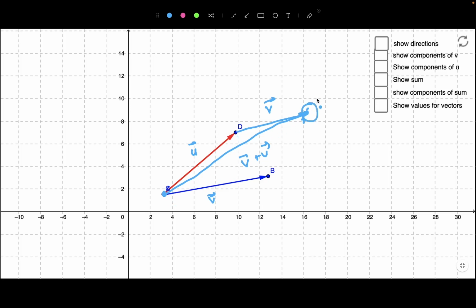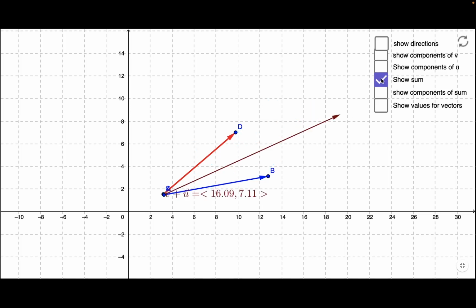This is your terminal point now. You can also travel to the same terminal point from this initial point by drawing a new vector altogether and call it u bar plus v bar. When I click on this show some checkbox here, we understand that that's what we have derived.